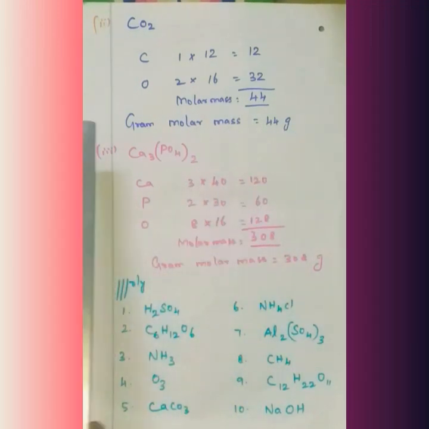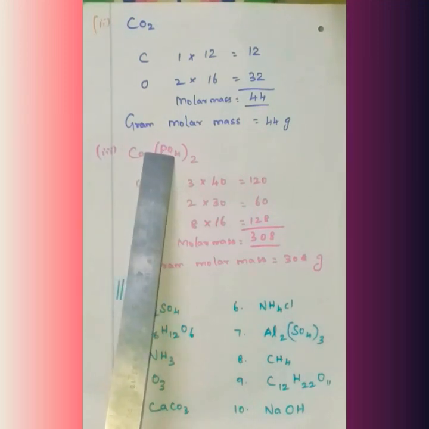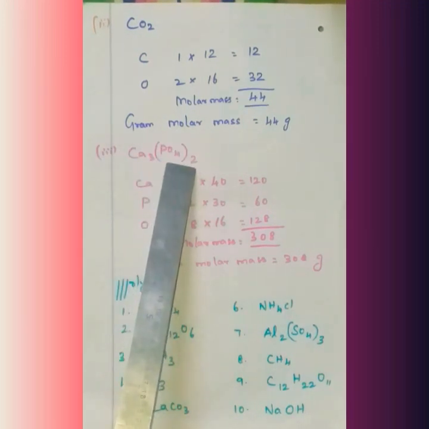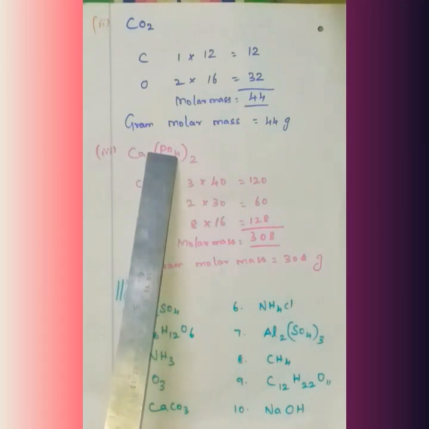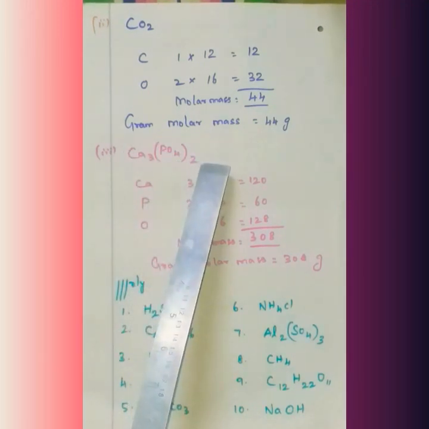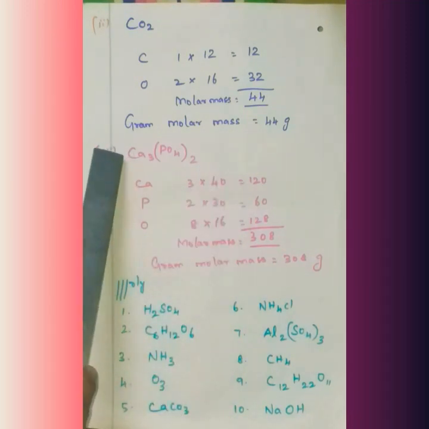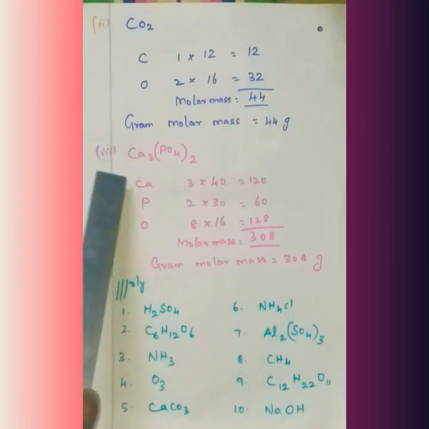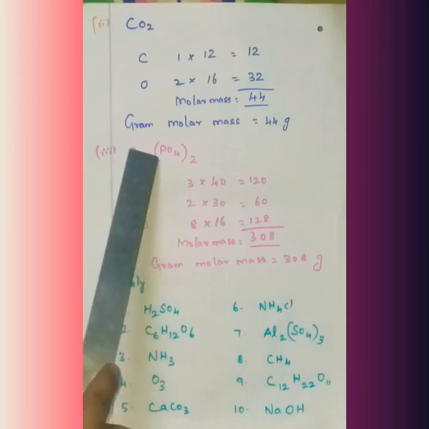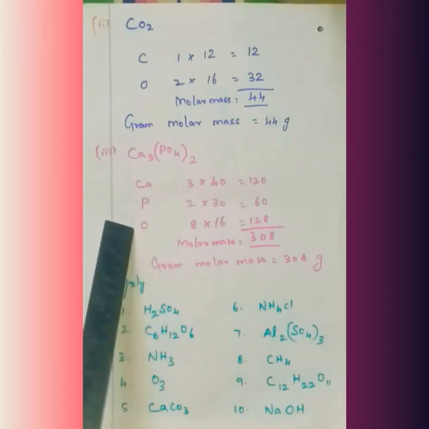Then the third example, calcium phosphate, Ca3(PO4)2. The bracket is twice. If it comes along with a bracket, we have to consider twice, thrice, etc. Here also we are going to calculate the molar mass. First we write the elements: calcium, then P for phosphorus, O for oxygen. These 3 elements are present.